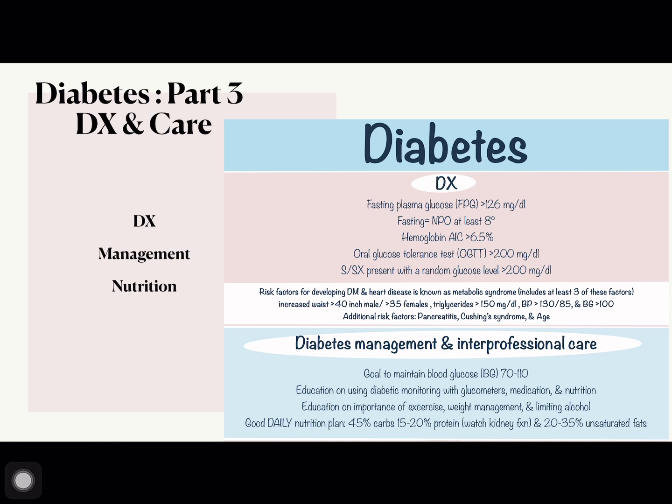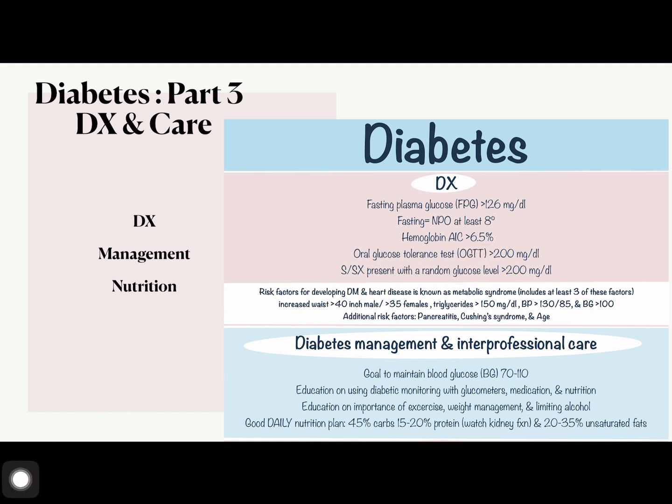So when we're talking about diagnostics, we typically need to figure out if they have diabetes or not. And the biggest way to do that is through lab tests. So I've listed a few diagnostic tests that you can find in your nursing references. And most commonly, we use the hemoglobin A1C.